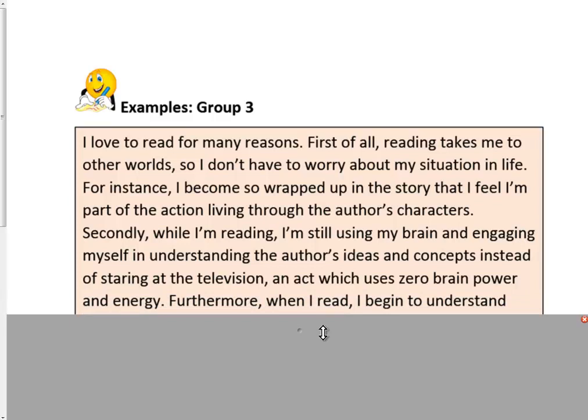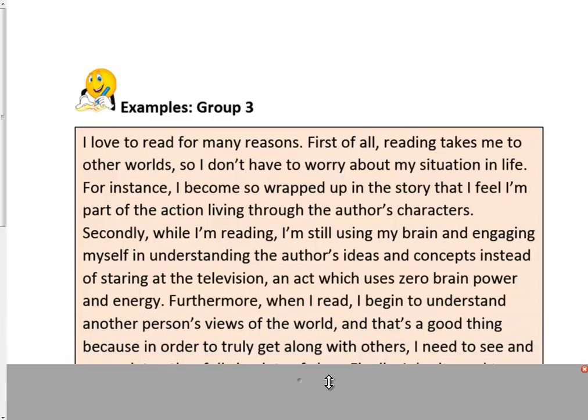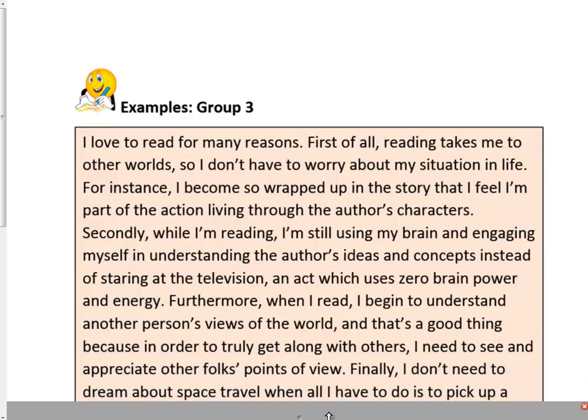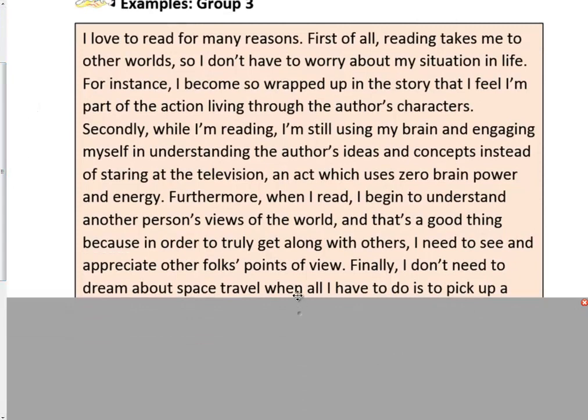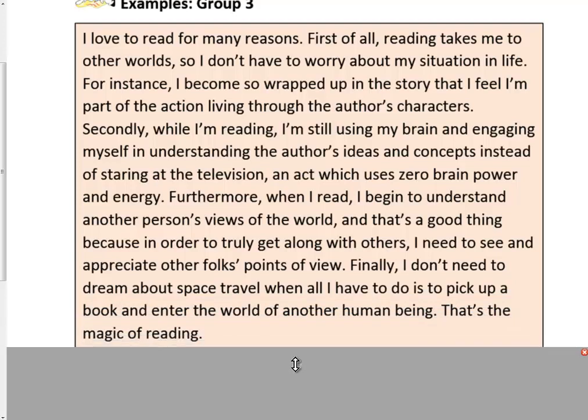Furthermore, when I read, I begin to understand another person's views of the world, and that's a good thing, because in order to truly get along with others, I need to see and appreciate other folks' points of view. Finally, I don't need to dream about space travel when all I have to do is pick up a book and enter the world of another human being. That's the magic of reading.